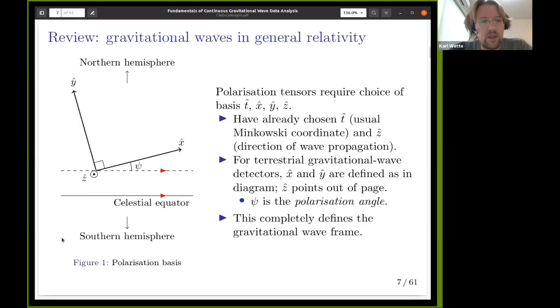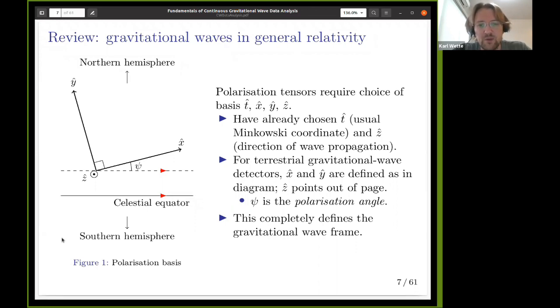Another thing we need to do: in setting up this reference frame, we've chosen a unit vector t, which is our usual Minkowski time coordinate, and then we've chosen z as our direction of wave propagation. But we still have two unit vectors, the x and y coordinates, which we haven't strictly defined yet. And there's no physics way of doing this, so again that's just another convention.